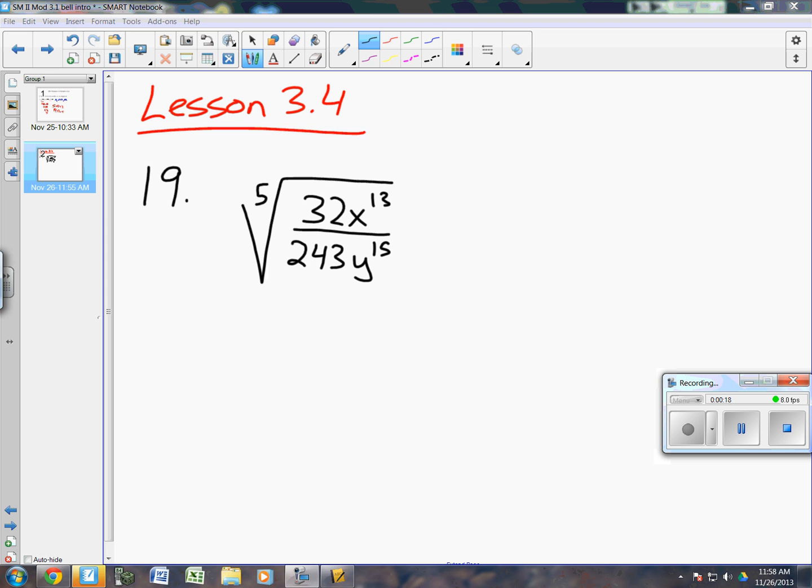Okay, so this is number 19, and it looks like what we're doing, we're giving this one in radical form, and we want to change it to exponential form. So we have to write it as rational exponents. And then it says to write it in its most simplified form as well. So if I'm looking at this, does anybody have any ideas on what we can do to any part of it? Branson?